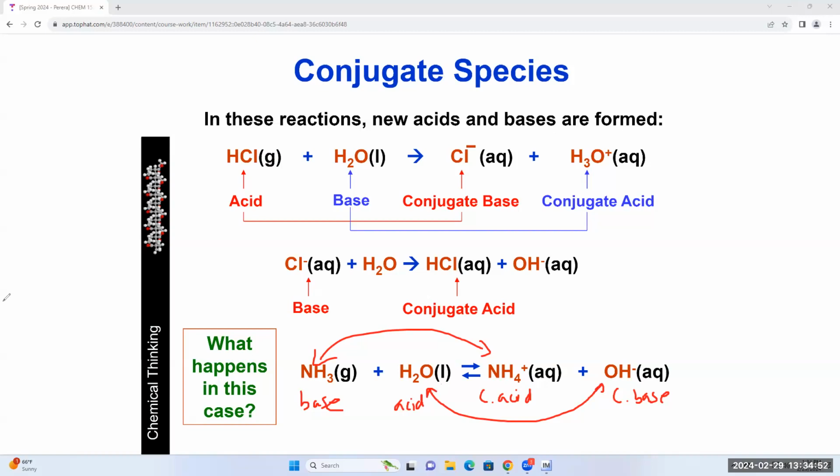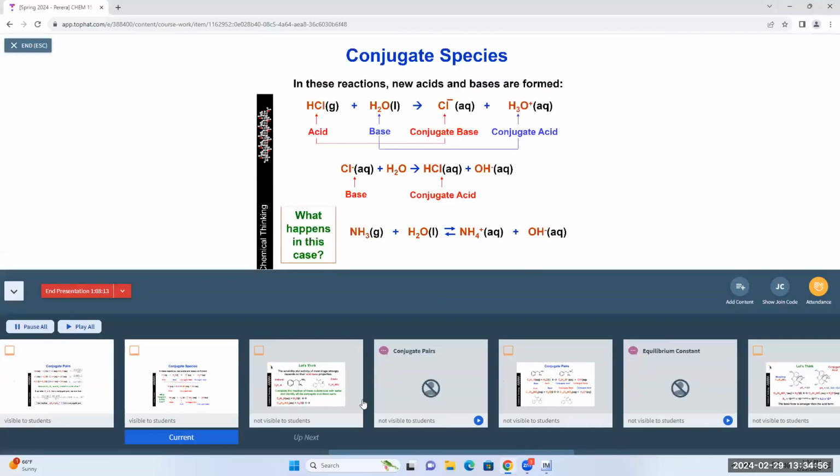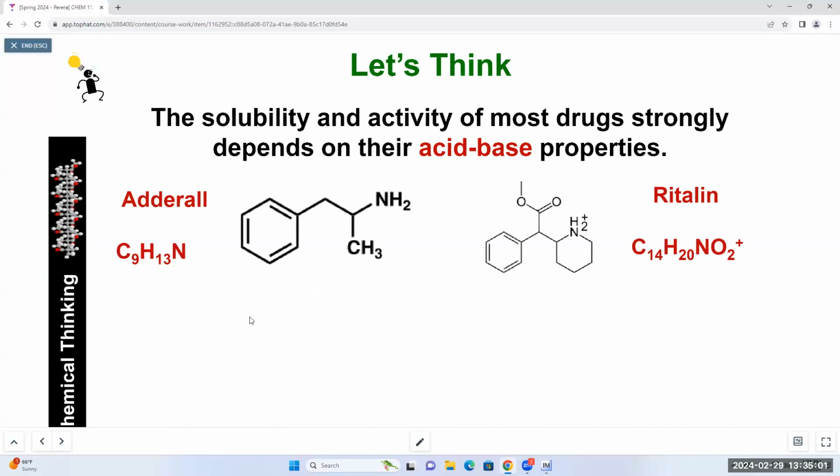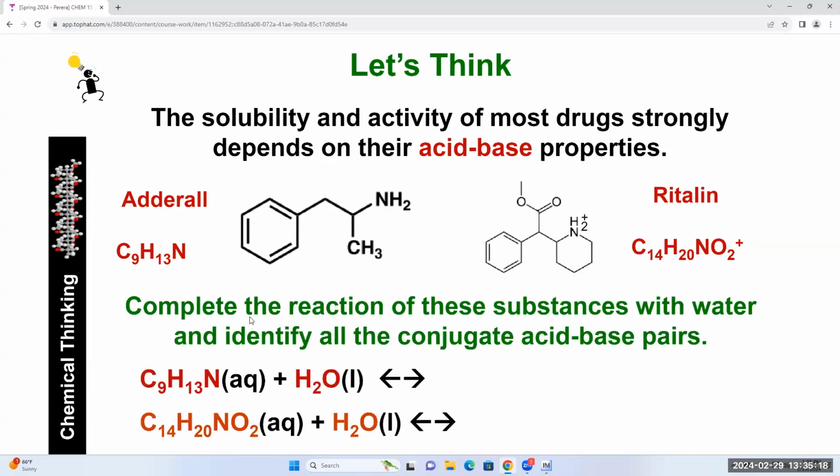So with that, let's have some fun. Here we go. All right. So here are some drugs that we never heard of, Adderall and Ritalin. Anyway, what I want you to do is tell me the reaction of these with water. Go ahead. First of all.